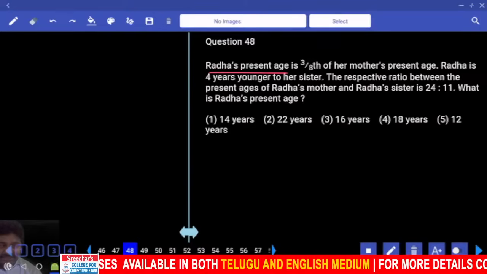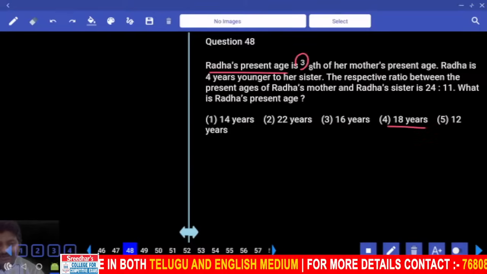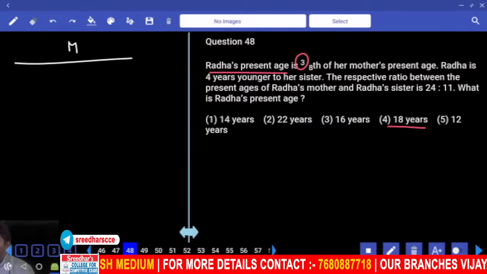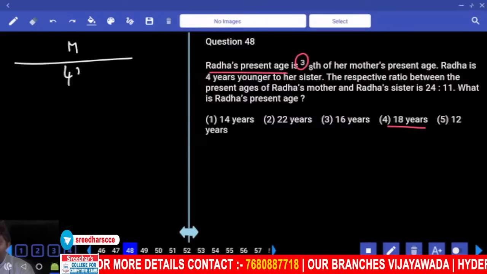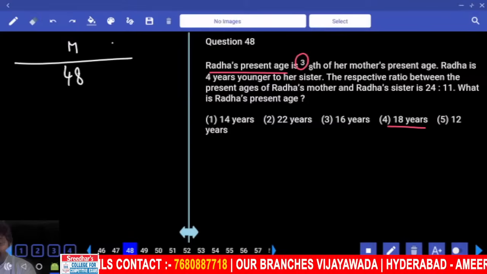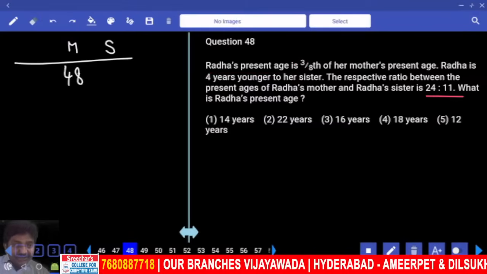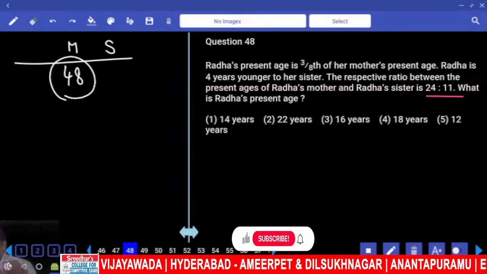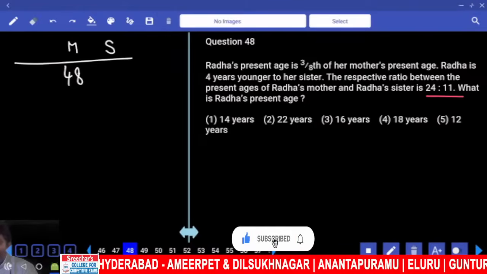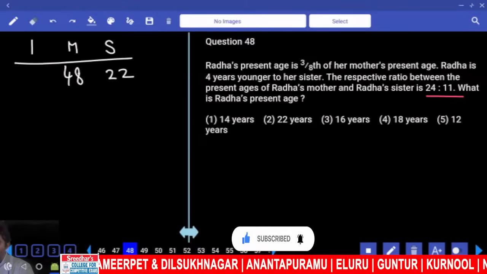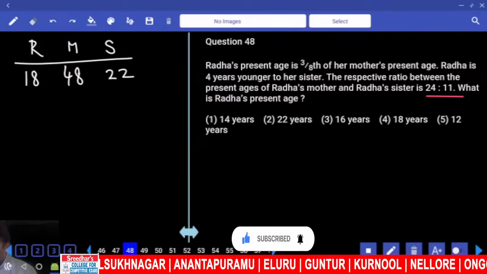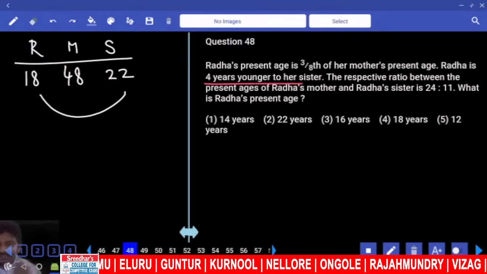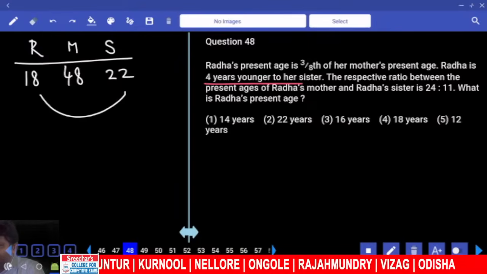If Radha's age is 18, which is equal to 3 parts, then what is the value of 1 part? 6. Then mother's age will be 8 parts. 8 into 6, 48. Mother's age to sister's age ratio, they mentioned it as 24 and 11. If this is equal to 24 parts, each part is equal to 2. 11 parts will be 22. And what was Radha's age we treated with? 18. And what is the age gap between Radha and her sister? Is that what is given in the question? 18 is right, so 4th option, final.